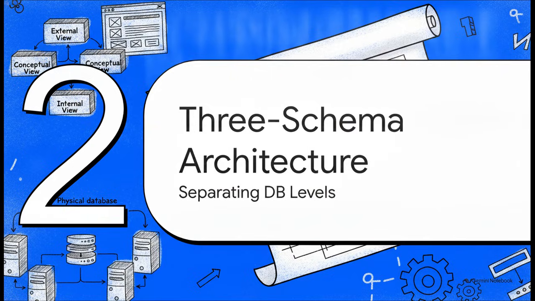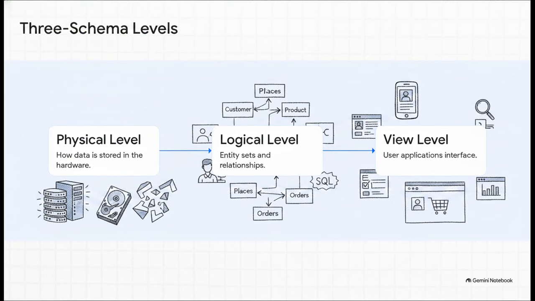Moving on to Section 2, the three-schema architecture. To pull this off, we use a three-layered approach. Let's build this layered cake from the bottom up. Step 1 is the physical level, sometimes called the internal level. This is where data actually lives on the hardware, dealing with all those complex structures. This is strictly the domain of the database administrator.